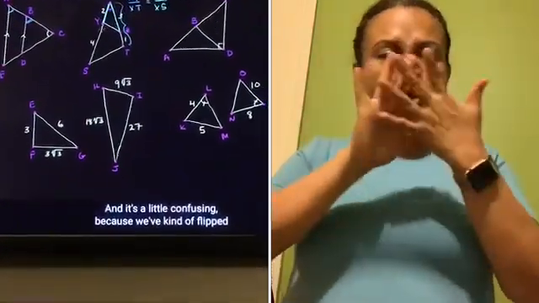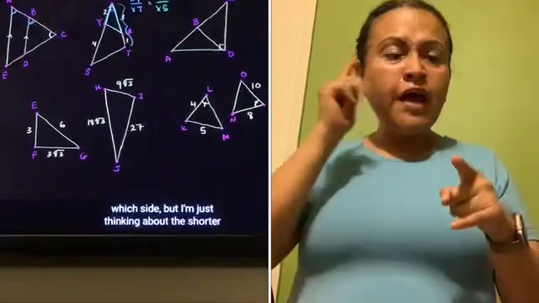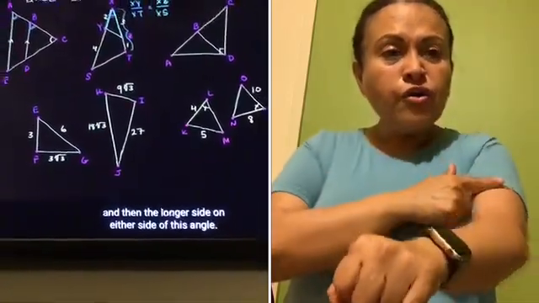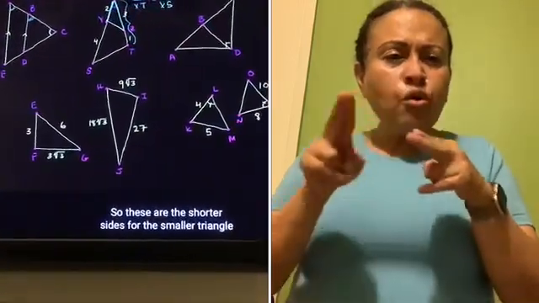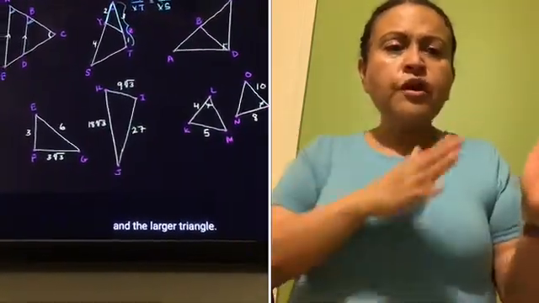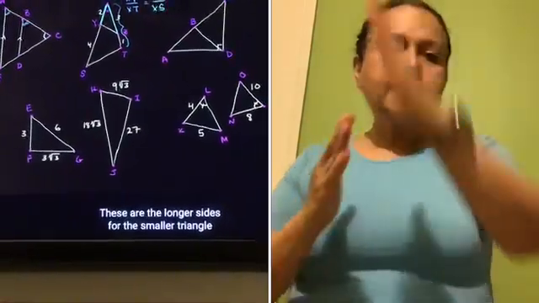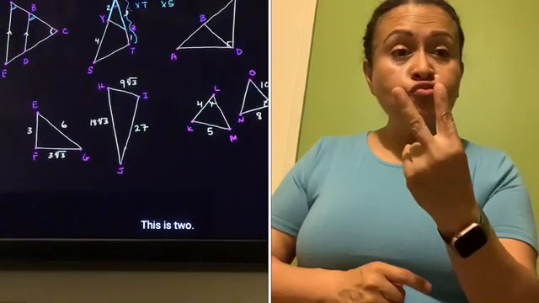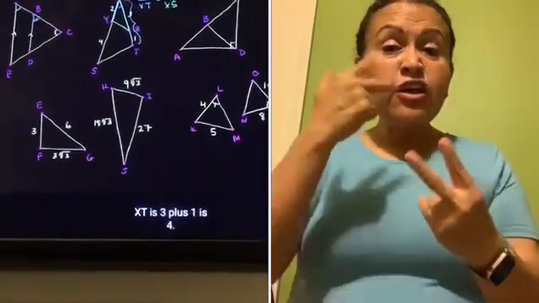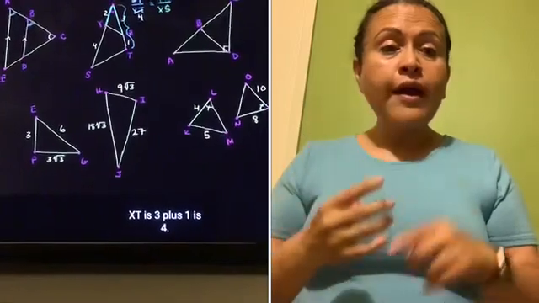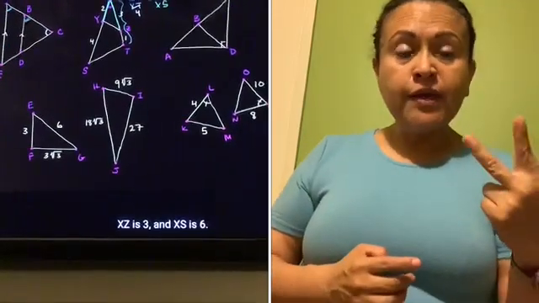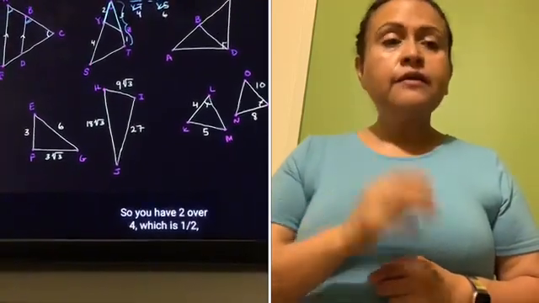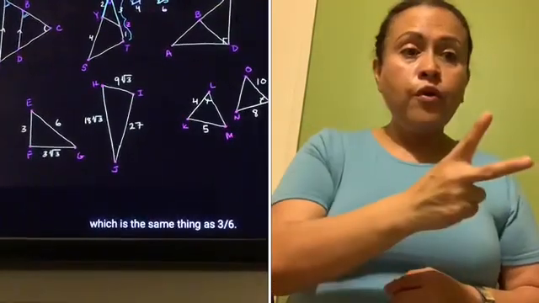And it's a little confusing because we've kind of flipped which side, but I'm just thinking about the shorter side on either side of this angle in between, and then the longer side on either side of this angle. So these are the shorter sides for the smaller triangle and the larger triangle. These are the longer sides for the smaller triangle and the larger triangle. And we see XY, this is 2. XT is 3 plus 1 is 4. XZ is 3. And XS is 6. So you have 2 over 4, which is 1/2, which is the same thing as 3/6.